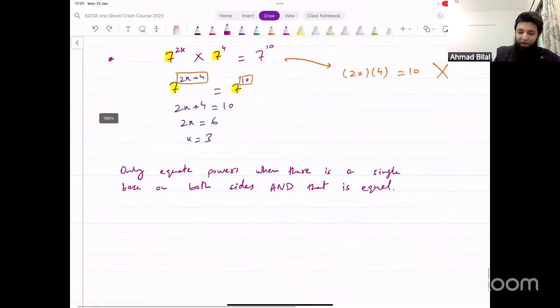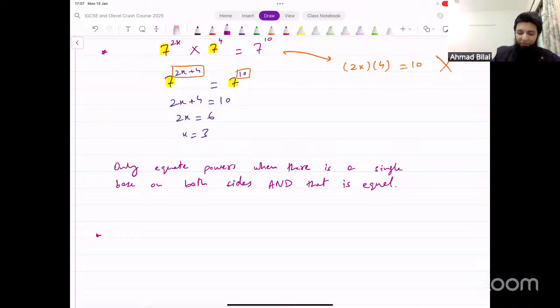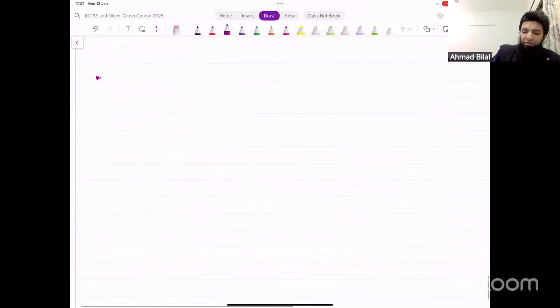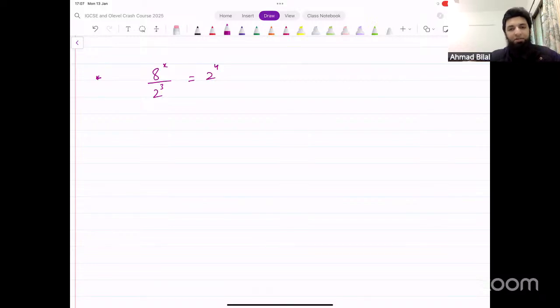Now, this was where we had multiplication. Sometimes you have division as well. You could have something like this: 8 raised to the power x divided by 2 raised to the power 3. Let's say that is equal to 2 raised to the power 4. What if you've got something like this? How do you solve this equation?